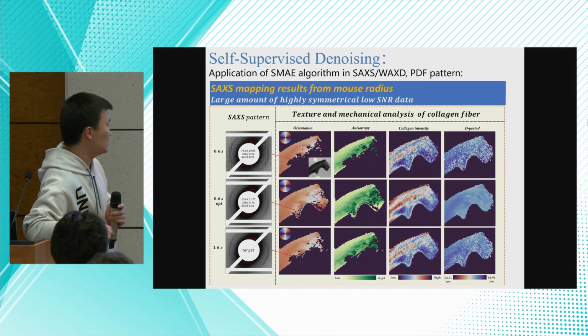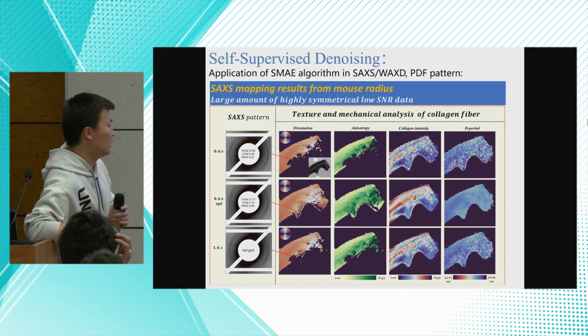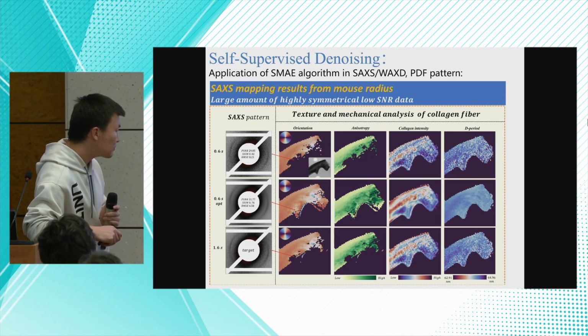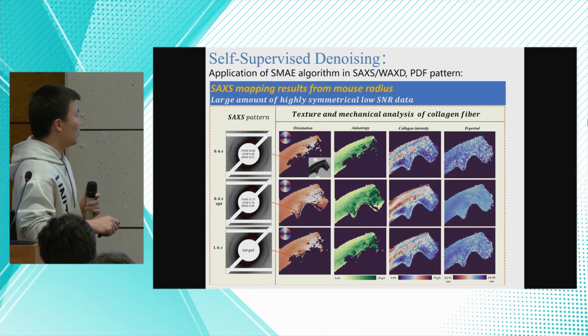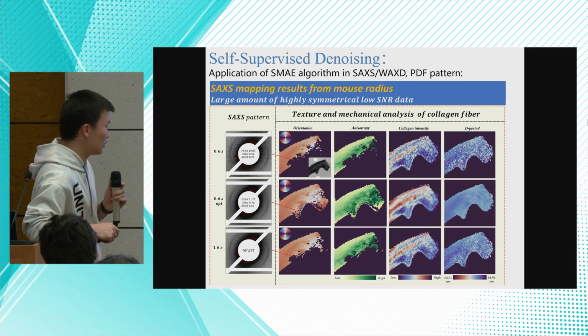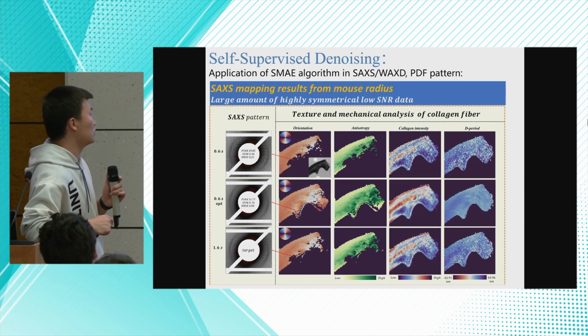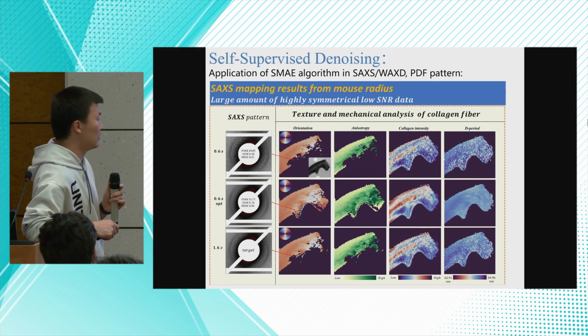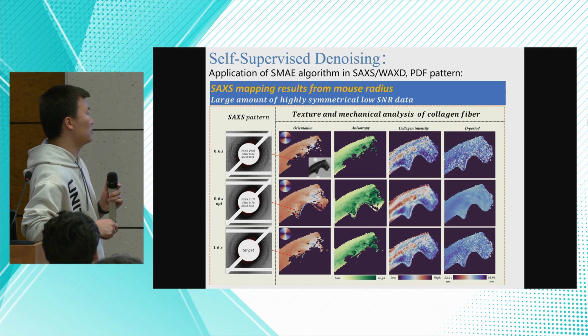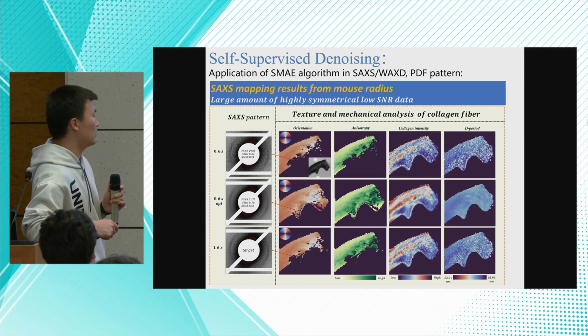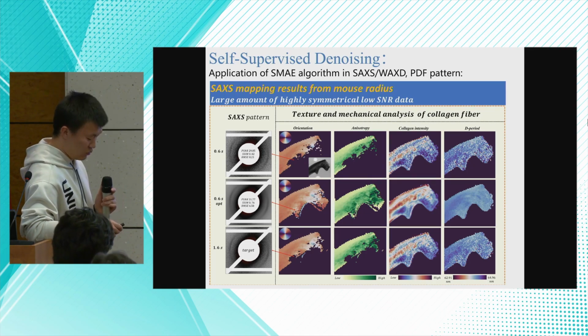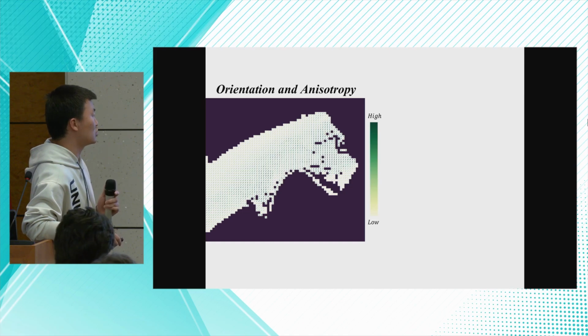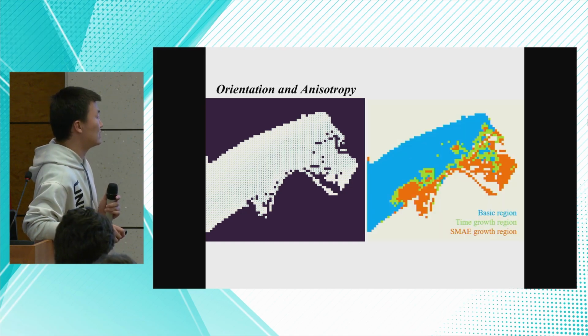If we extend to 1 second exposure time, you can see the pixels here appear. But if we use the SMAE algorithm I just mentioned, we only use the 0.6 second data to do the denoising, and it seems that all the valuable pixels appear here. Now we have other images to show you.